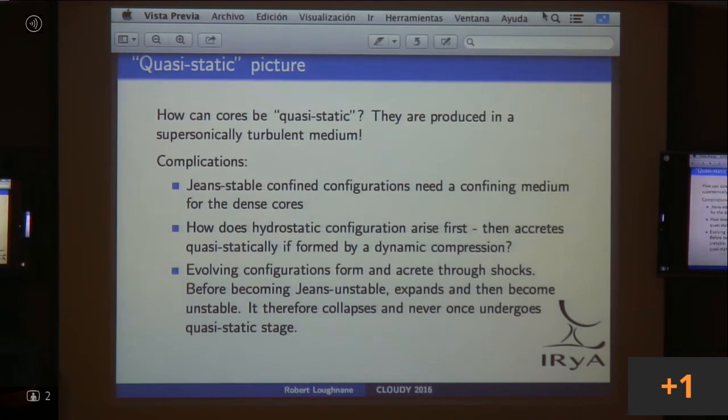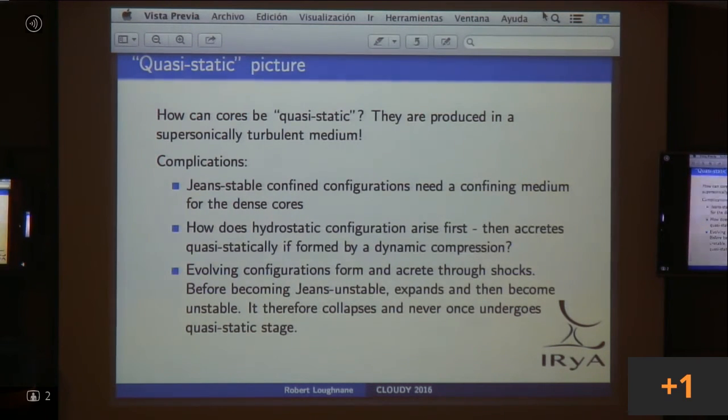What we would then need is a two-phase structure. A two-phase structure, at the subparsec scale, is unrealistic. Even in a one-phase medium, you cannot have a stable scenario. So a two-phase medium is even more unstable. Also, how can a hydrostatic configuration arise in the first place and then accrete quasi-statically before then collapsing? It doesn't seem to be realistic.